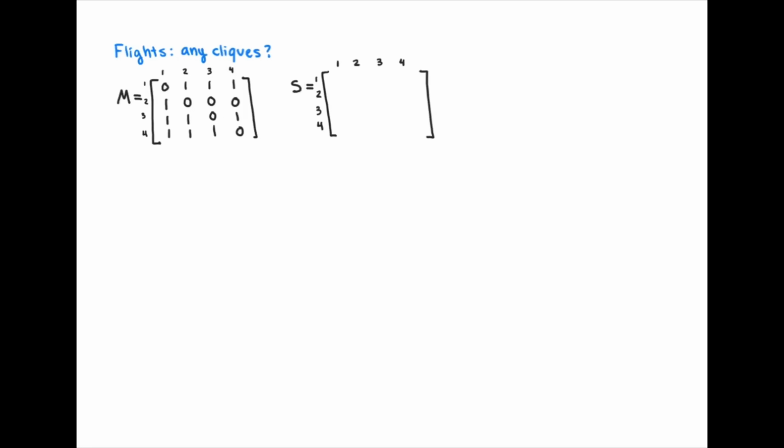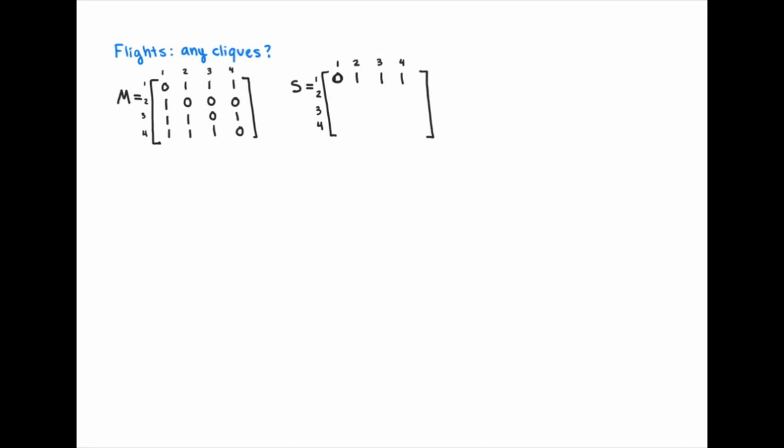Let's apply this new theorem to our flights example to see if there are any cliques within our 4 cities. Let's start to fill in S. Because we can't go from 1 to itself, that's a 0. We can go from 1 to 2 and 2 to 1, so that's a 1. We can go from 1 to 3 and 3 to 1, 1. We can go from 1 to 4 and 4 to 1, 1.